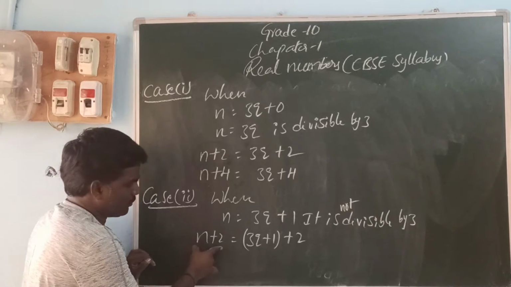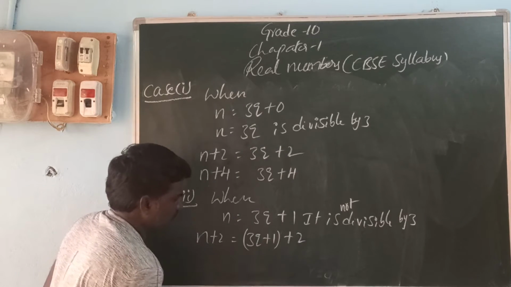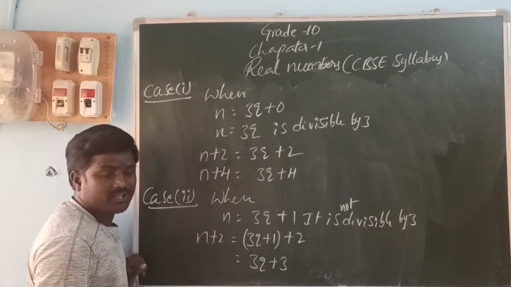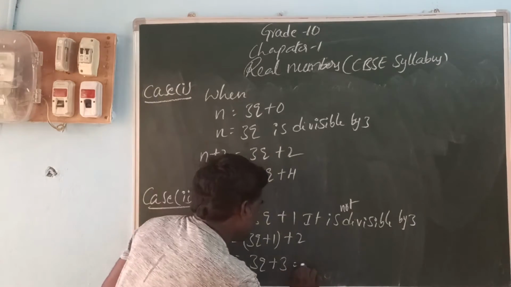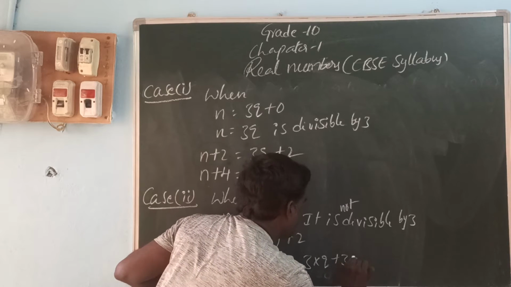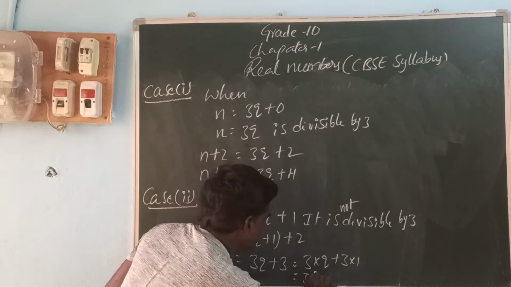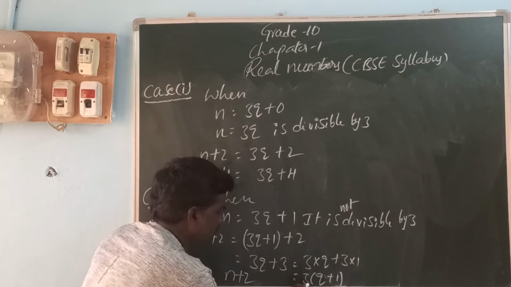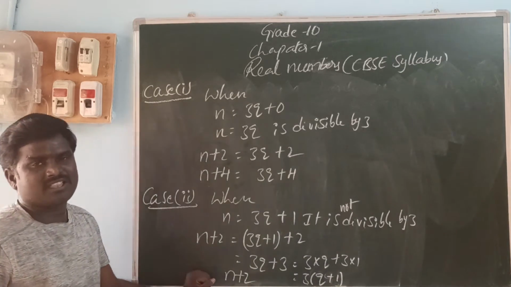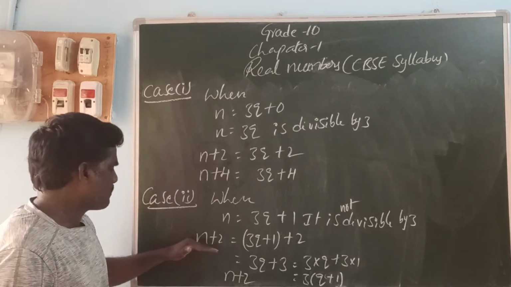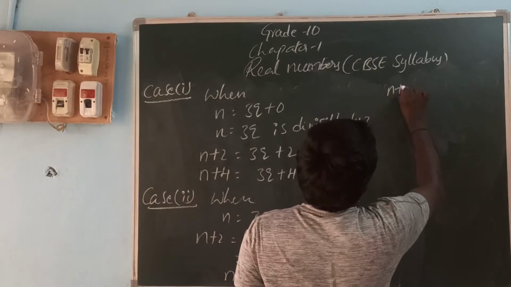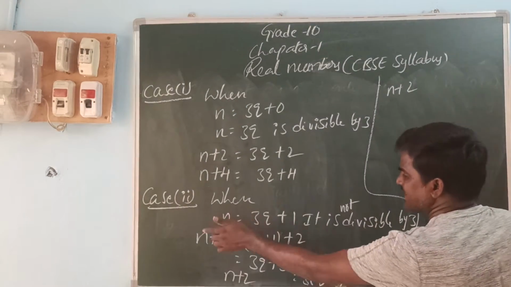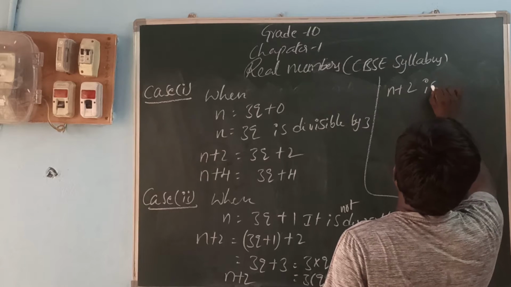Next, n plus 2, that is 3q plus 1 plus 2, which is 3q plus 3. So how can you write 3? 3 into 1, so that is 3 into q plus 3 into 1. In these two terms, what is common? 3. So 3 of q plus 1. So n plus 2 is a multiple of 3, and multiples of 3 are nothing but divisible by 3. So therefore n plus 2 is divisible by 3. When n is equal to 3q plus 1, then n plus 2 is divisible by 3.